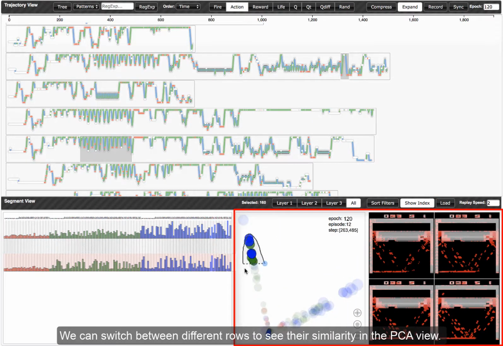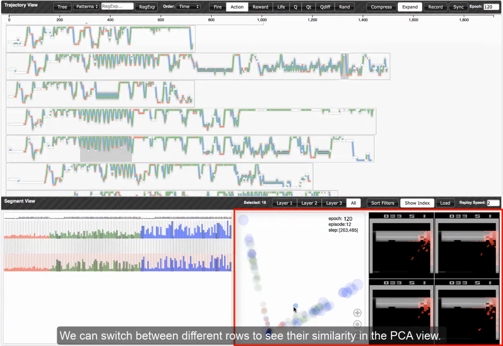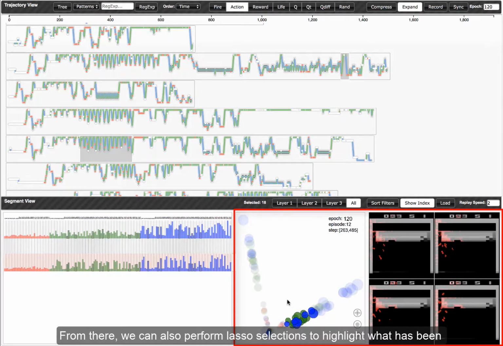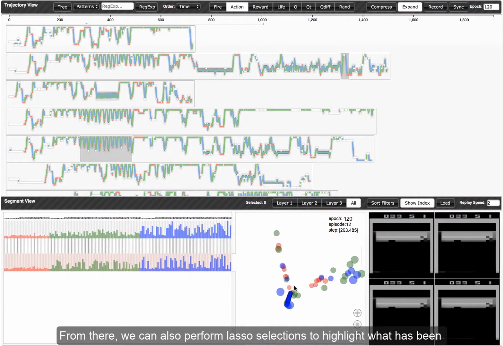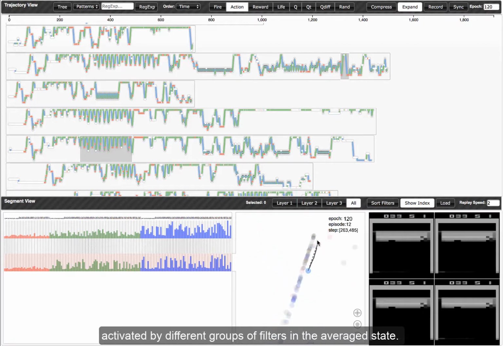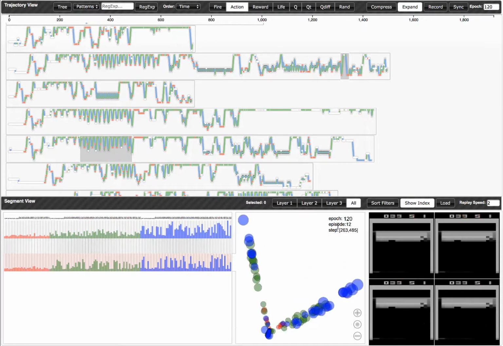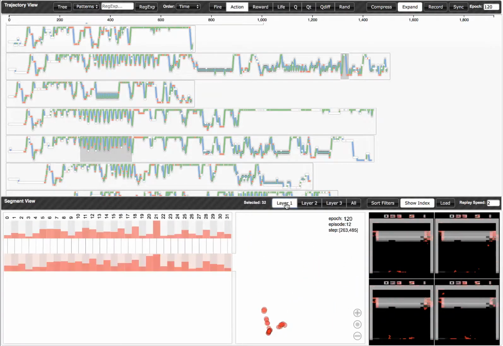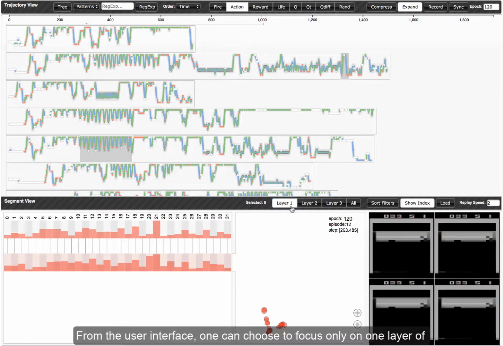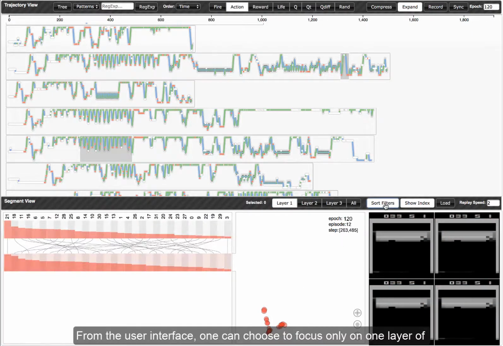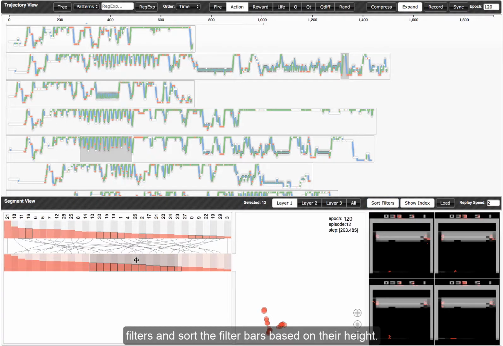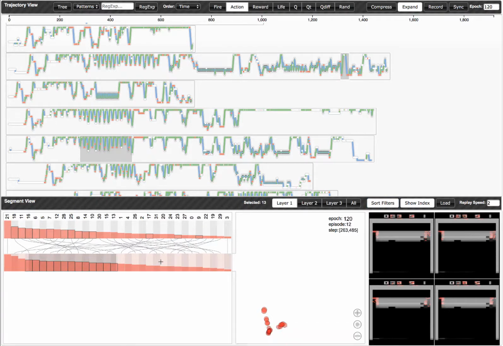We can switch between different rows to see their similarity in the PCA view. From there, we can also perform lasso selections to highlight what has been activated by different groups of filters in the average state. From the user interface, one can choose to focus only on one layer of filters and sort the filter bars based on their height.